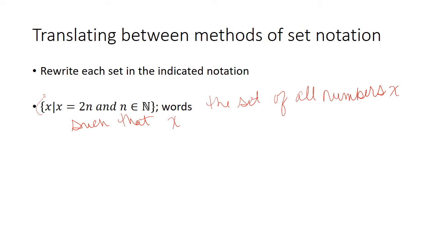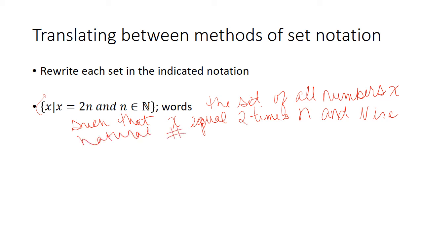x is equal to 2 times n, and n is a natural number. Now let's think about what that might mean. Let's say that n was 1. What does x have to be? 2 times 1. So that would be 2, right?